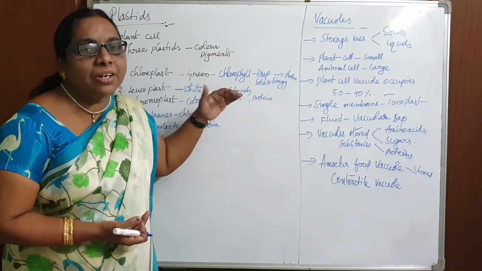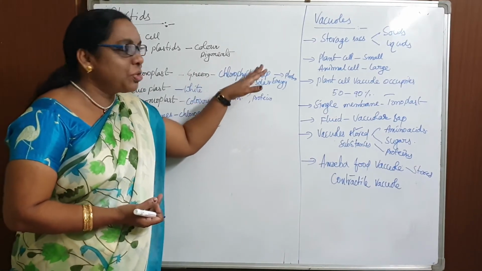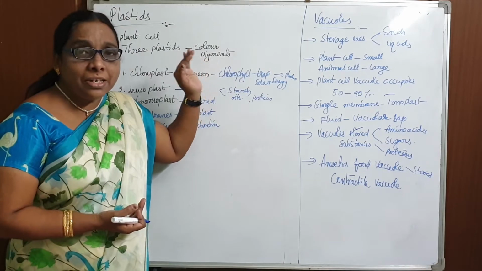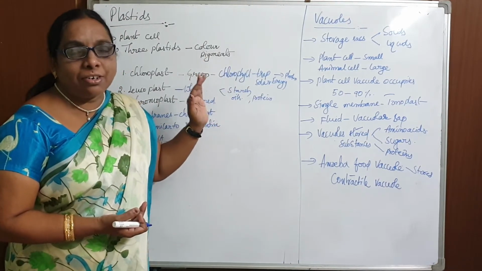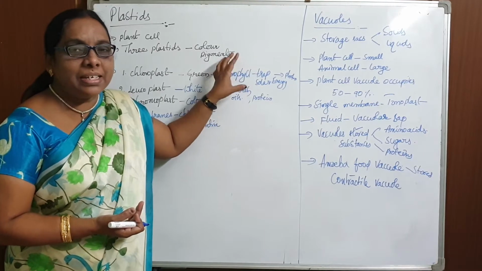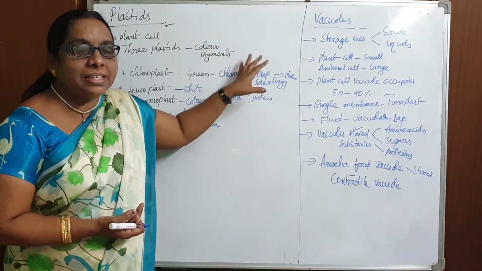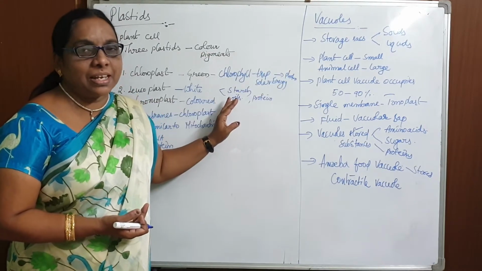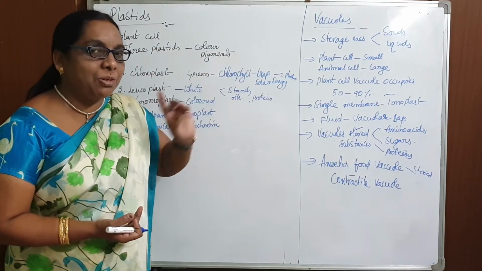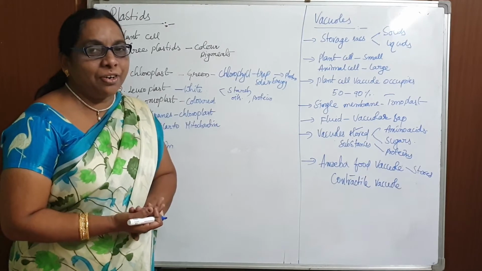What is the main function of chlorophyll? It helps to trap solar energy during photosynthesis. Chlorophyll traps the solar energy, and that energy is necessary for the plant to continue its photosynthesis activity. Children, is it clear? That is about the first pigment, the chloroplast.